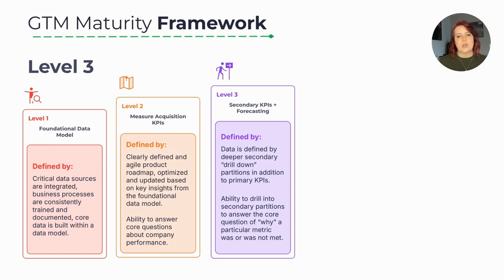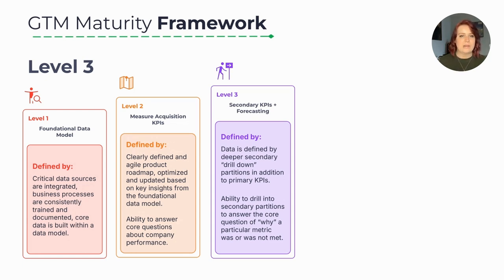It's not just what is our conversion rate. It's what is our conversion rate for enterprise accounts coming from LinkedIn in Q3, or what was the conversion rate for Jim Bob in X region with this product category. The ideal end state of level 3 is that critical secondary KPIs are created, those secondary partitions. They're created, they're adopted, and they're in your single source of truth.